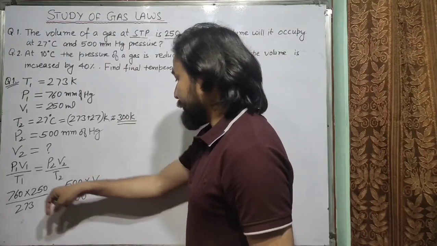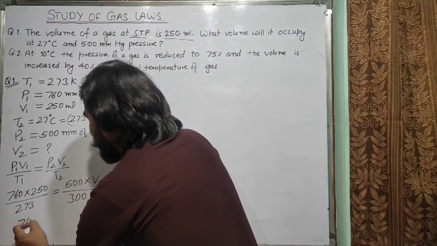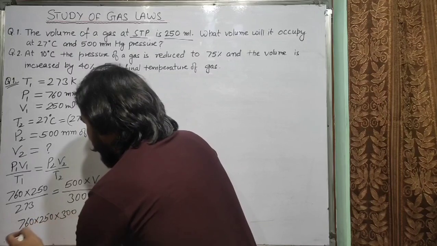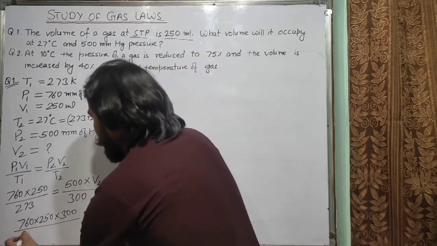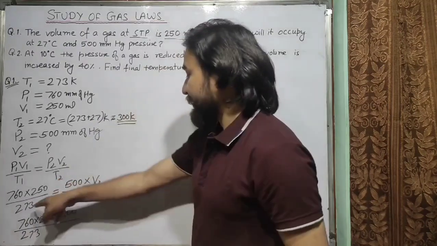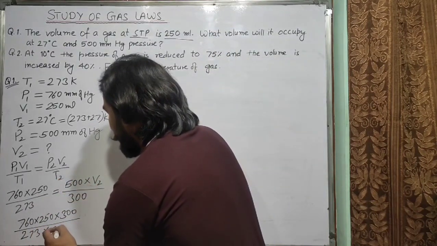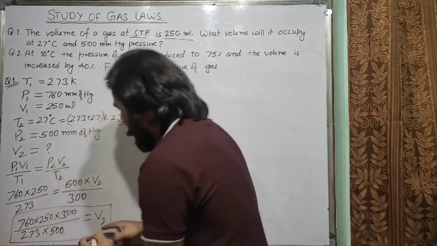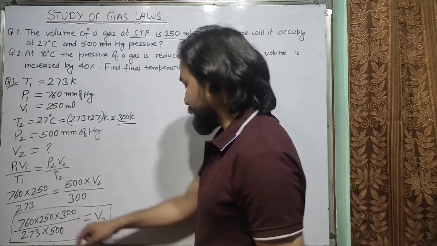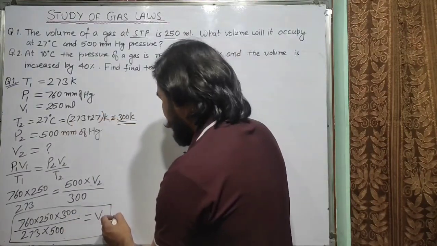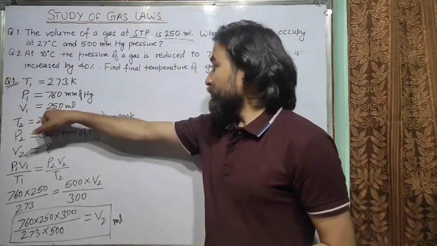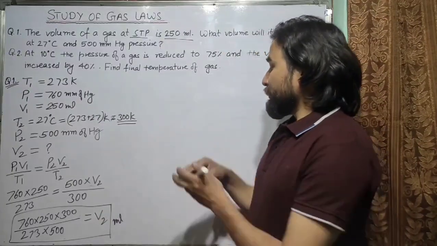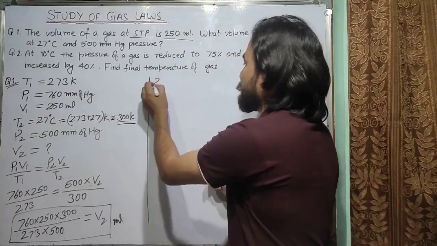Now we can multiply 300 here, so it will become 760 into 250 into 300 divided by 273. You can also divide 500 this side, so this side it will become 273 into 500, that is equal to V2. Now this is V2 for you. You have to calculate the volume from this expression. The volume will also be in ml, because V1 was given in ml, therefore V2 will also be taken in ml.